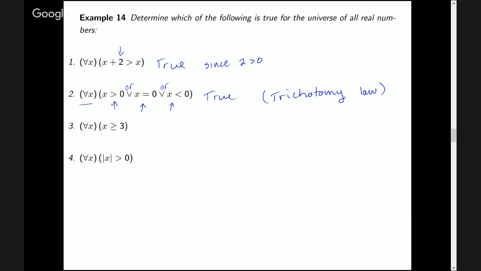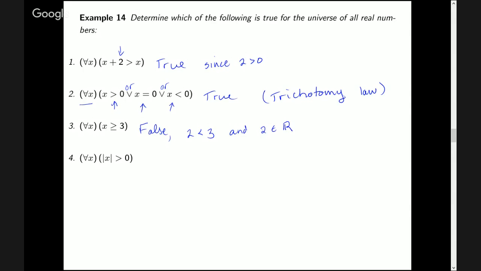Let's look at the next one. For all x, x is greater than or equal to 3. No, that's false. If it's false, you have to tell me a value where it fails. So give me an x value. 2 is less than 3, and 2 is in the universe of the real numbers. So it's a false statement.